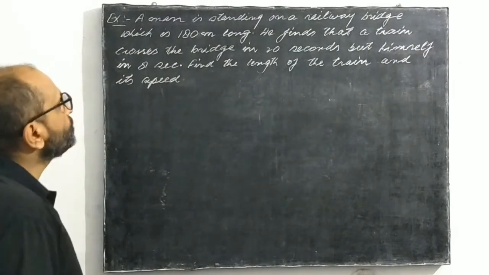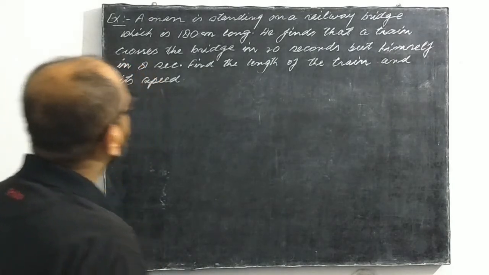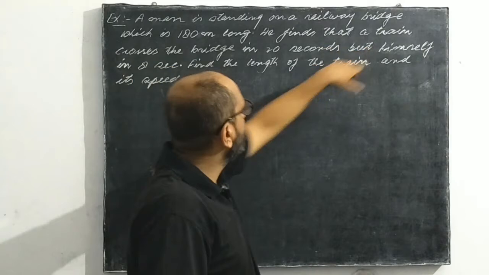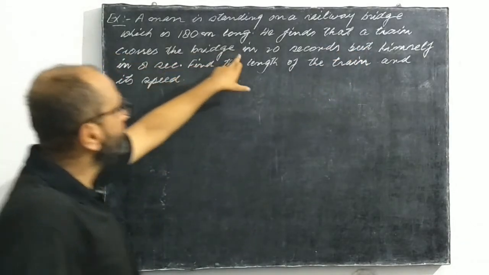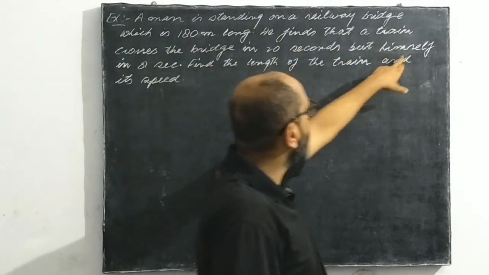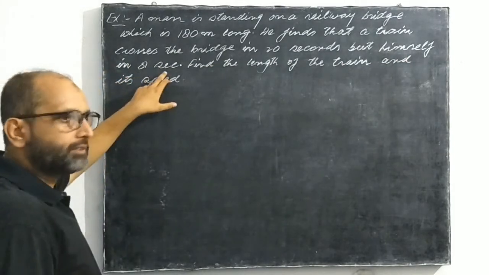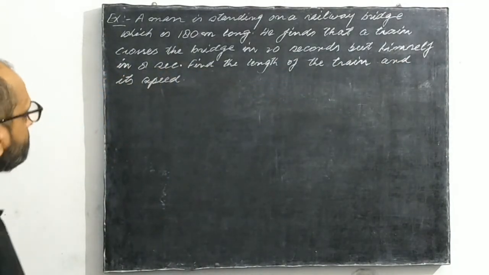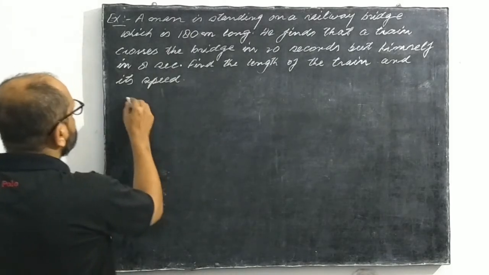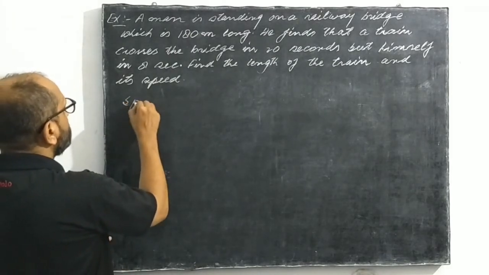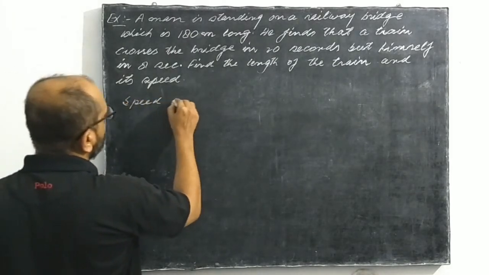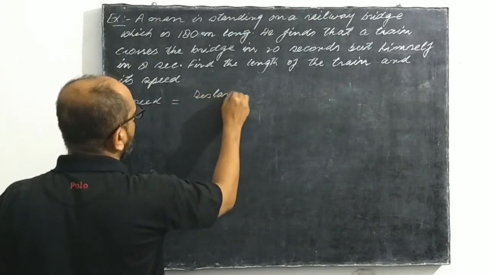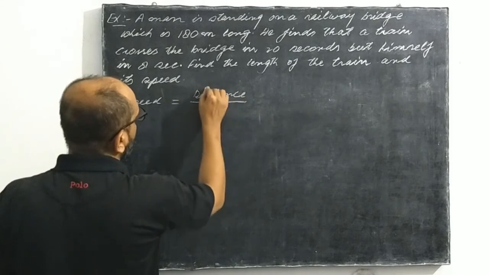Next example is a man is standing on a railway bridge which is 180 meter long. He finds that a train crosses the bridge in 20 seconds but himself in 8 seconds. Find the length of the train and its speed. As we know, the speed is equal to distance upon time.